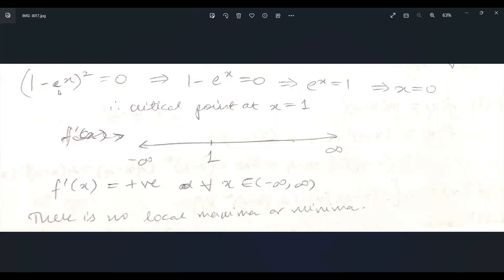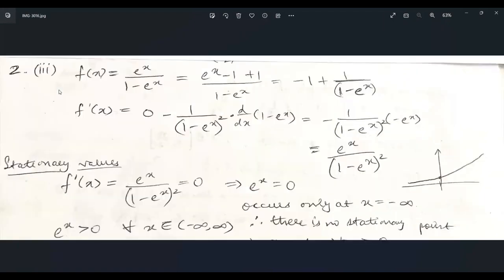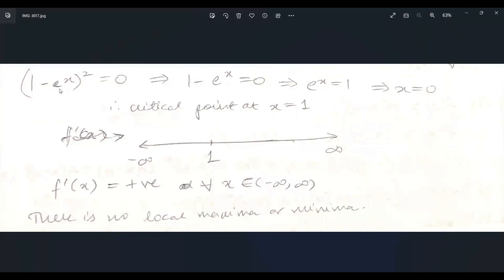Now I'm trying to find the critical point. So the critical point, as we know, includes the points where f dash of x is 0, and also the points at which f dash of x is not defined. So if I equate the denominator to 0, we have f dash of x to be infinity or an undefined point. So when I write the new denominator equal to 0, we get 1 minus e to the power of x equal to 0, or e to the power of x equal to 1. So this occurs at x equal to 0. Therefore, there is a critical point at x equal to 0.